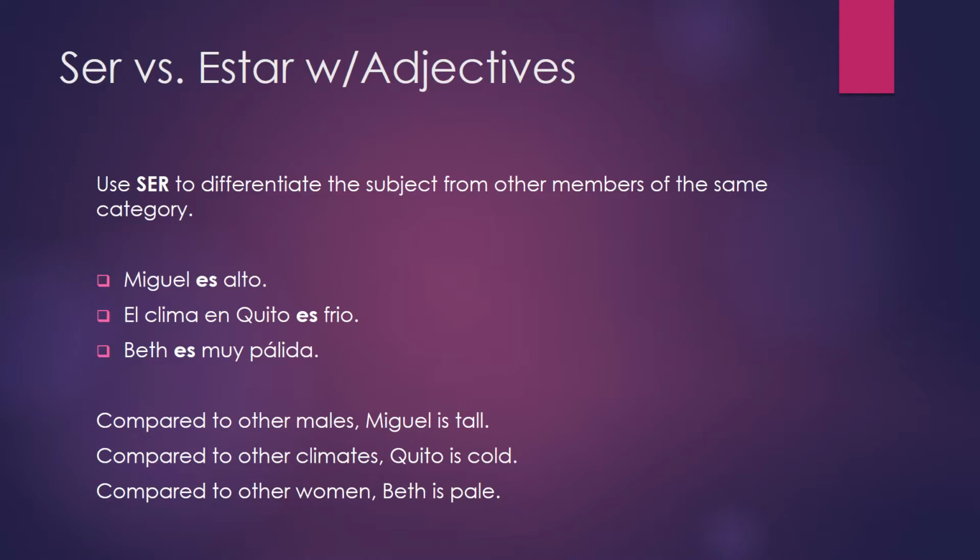So if you think of everything as a category, then you would kind of start to think whether you should use ser or estar. So compared to other males, Miguel is tall. So as a male, is he tall or is he short? Miguel es alto. What about weather? El clima. El clima en Quito es frío. Compared to other climates, Quito is cold. Beth es muy pálida. So compared to other women, Beth is pale. She's a pale woman.